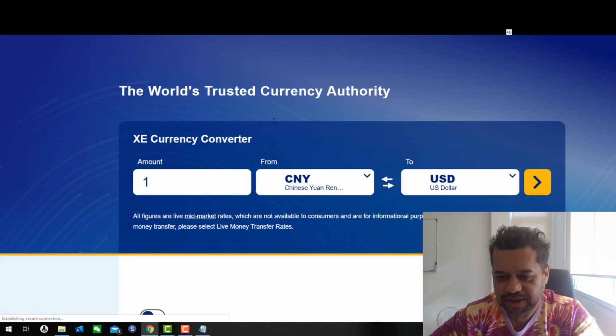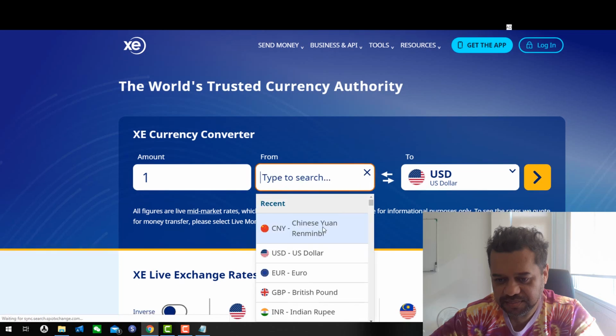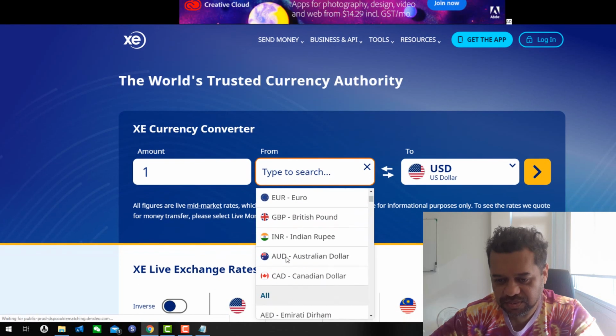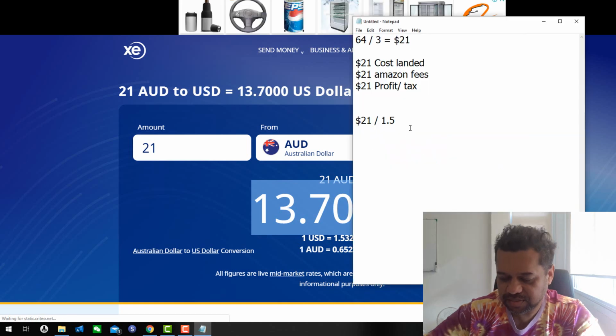I have a spreadsheet. I've just made up my own spreadsheet for this. Just make up your own spreadsheet for this, and you quickly put this in a spreadsheet, and then you can just work it out yourself. So it's 13 USD, 13.70. Right, that's what the price of the product.